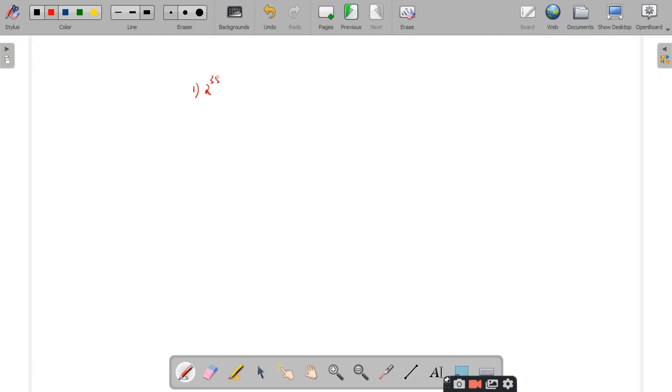So my task is 2 power 35 mod 561, right? So how can I solve this one? 2 power 35 means, how can I write it? The binary equivalent. How can I write 35? As a combination of powers of two.